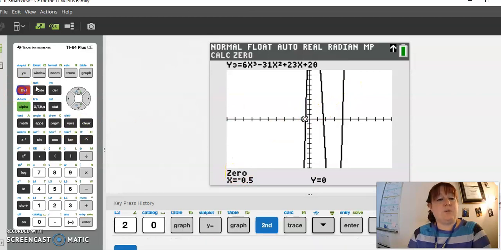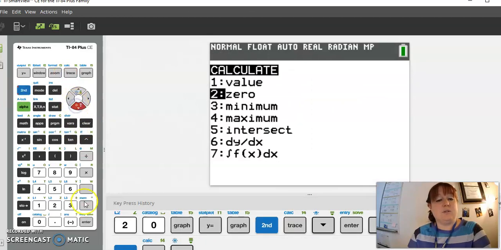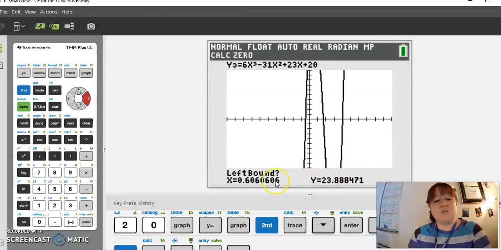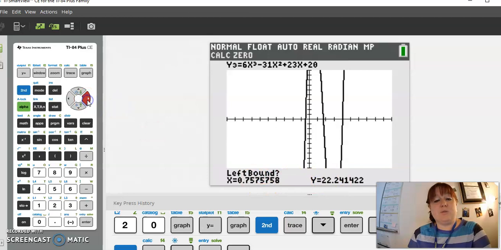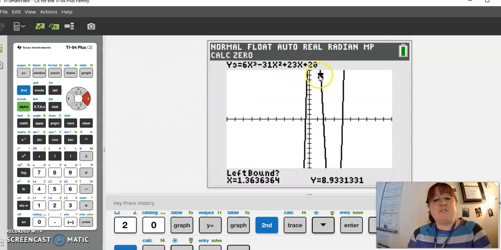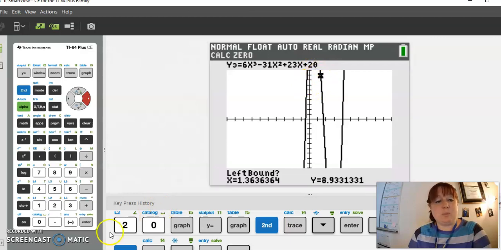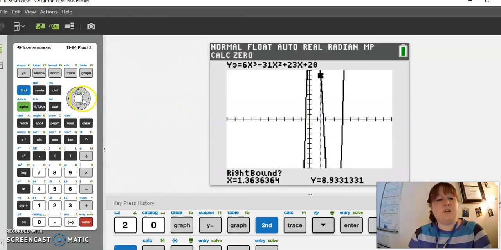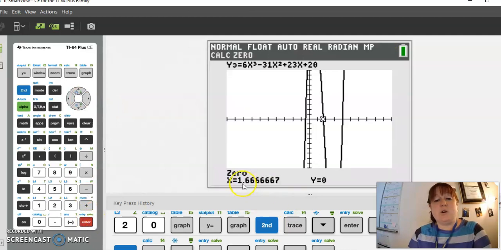Okay, let's calculate the second one. Second, calc, 0. Now we're going to arrow over until we're to the left of the other 0. If you watch this, it tells you where you are. This tells me I'm at y equals 23, and now I'm coming down, 22, 19. See, it's coming down closer. It can be anywhere to the left of this 0 as long as it's in between this one and this one. We wanted this little box so that it only encompasses this 0. So here we are to the left of the 0. Now we're going to do the right bound to the right of the 0, push enter again, and this 0 is at 1.666, which is 1 2/3.